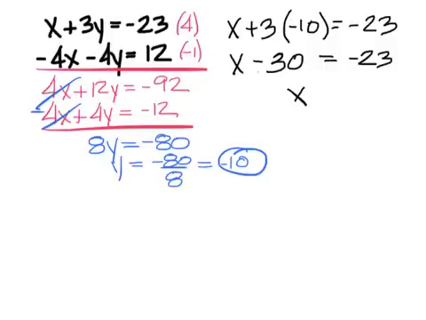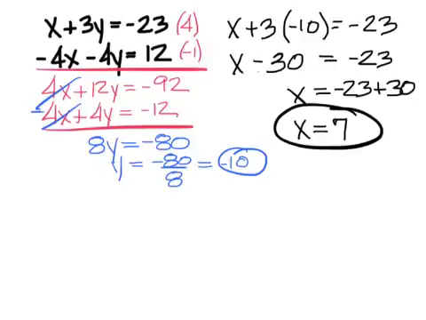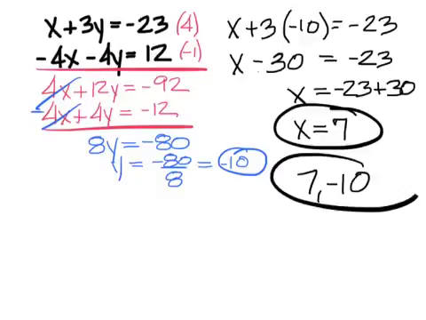And then I have to move that minus 30 over to the right. It becomes plus 30. So x would equal a positive 7. How do I write my final answer? 7, negative 10 is the final answer.